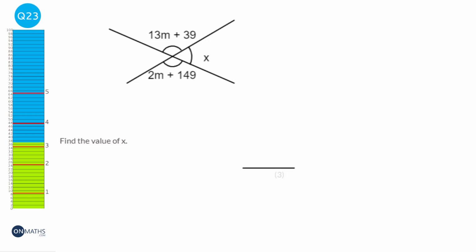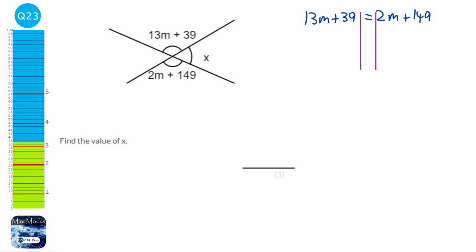So we have a set of vertically opposite angles here and here. And we're going to start with those because we have to find out what m is before we can work out what x is. And vertically opposite angles are always equal. So we've got 13m plus 39 is going to equal 2m plus 149, and we're going to get our lines in there because we're going to solve this.